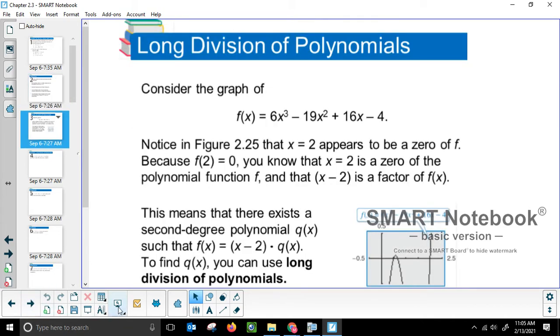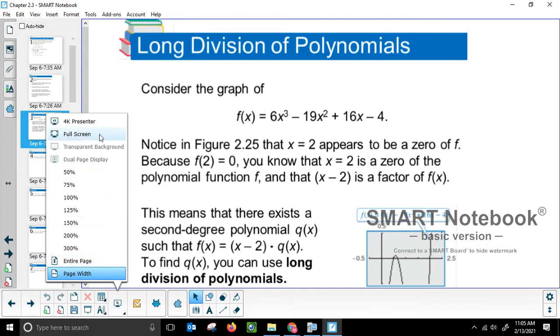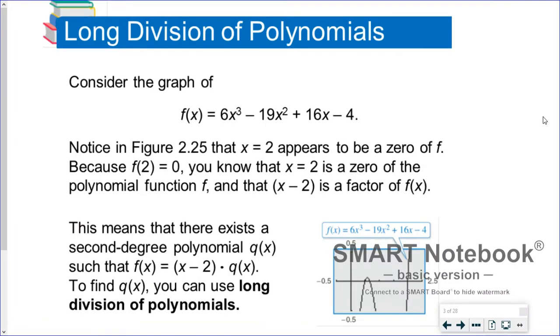All right, so long division of polynomials. Consider the graph of f of x equals 6x cubed minus 19x squared plus 16x minus 4, which we can see down here. Notice that x equals 2 appears to be a 0 of f, because f of 2 equals 0. From the scaling here, each one of these is 1/2, so 2 would be right there. You know that x equals 2 is a 0 of the polynomial function f.